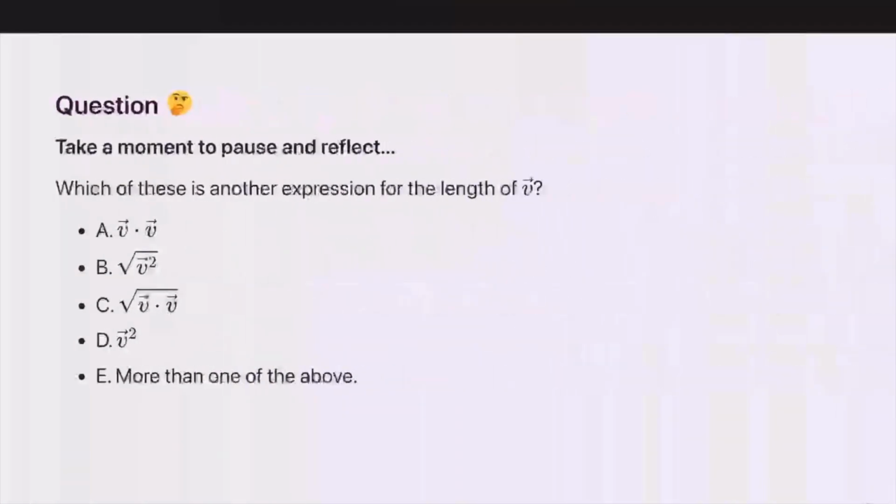Okay, so which of these following expressions is another expression for the length of vector v? So pause the video maybe and take a moment to try and think about it. I'll give you a hint. It's not E.